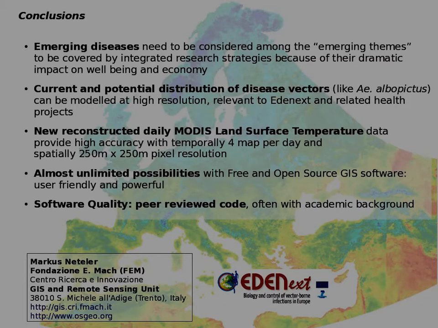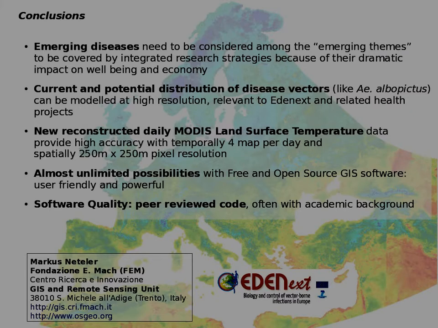To come to a conclusion, emerging diseases are an emerging theme, and because they are complex, they require integrated research strategies because of their dramatic impact on well-being and economy. As an example, we have shown Aedes albopictus, the tiger mosquito, whose current and potential distribution as a disease vector can nowadays be modeled at high resolution. This is relevant to Aedes and related health projects.